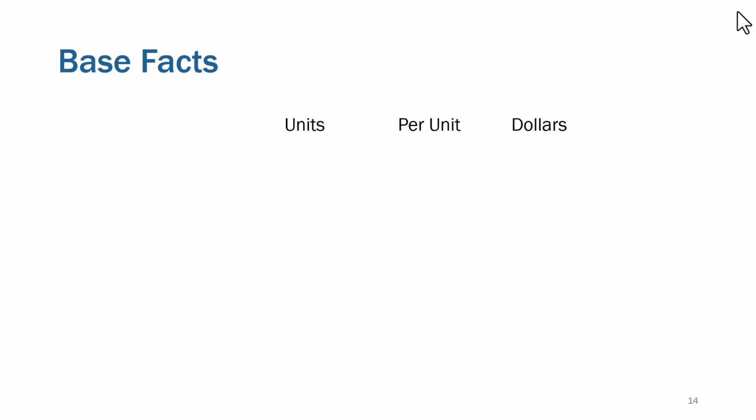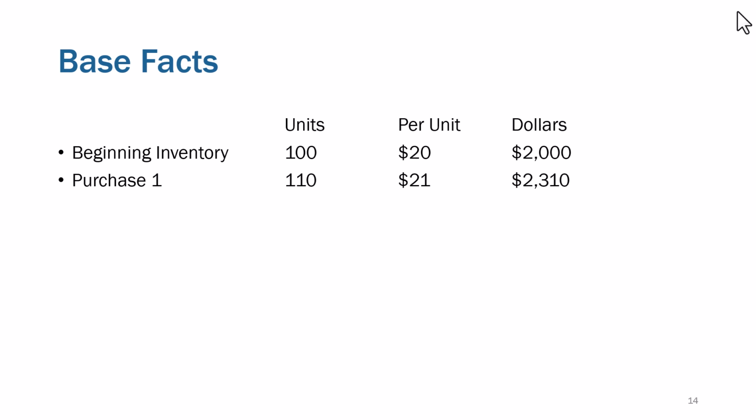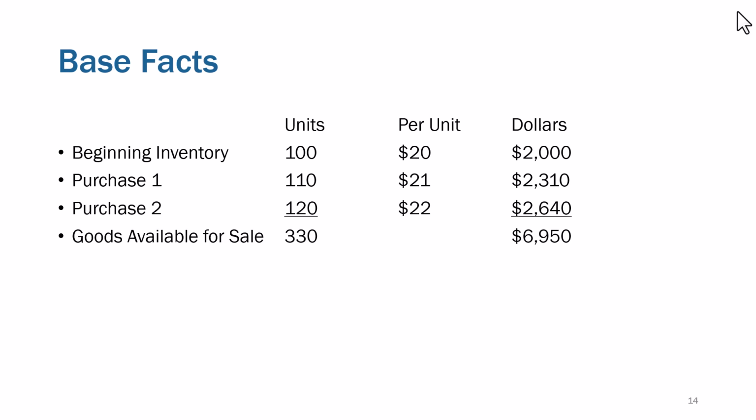But let's take a look at base facts, and then we'll apply FIFO, LIFO, and weighted average to these base facts. Let's say you've got a company that at the beginning of a period has 100 units, which it paid $20 for, so it had $2,000 of beginning inventory at the start of the period. It then purchased 110 units for $21 apiece, and had another purchase of 120 units for $22 apiece. So in total, it has 330 units for $6,950 in total dollars.